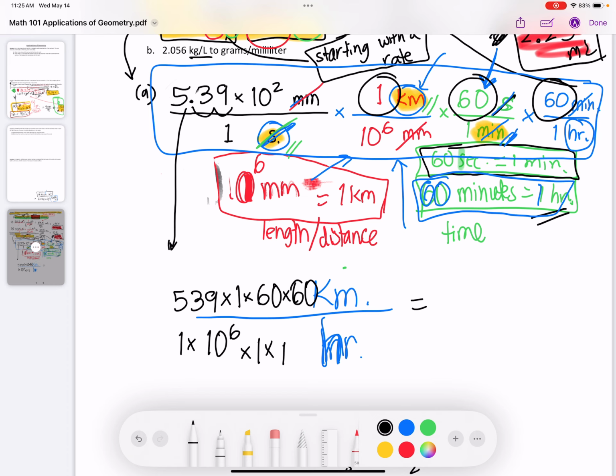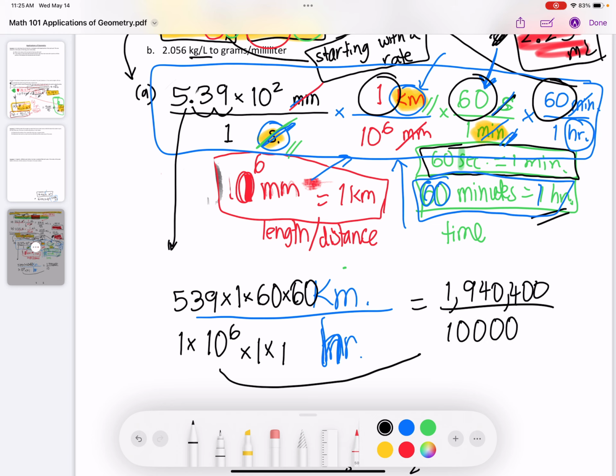539, got it, multiplied by 60, and then multiplied by 60 again. That's 1,940,400 over, and then the denominator, 10 to the 6th power, that's 1 followed by 6 zeros. 1, 2, 3, 4, 5, 6. Did I count that right? Okay.